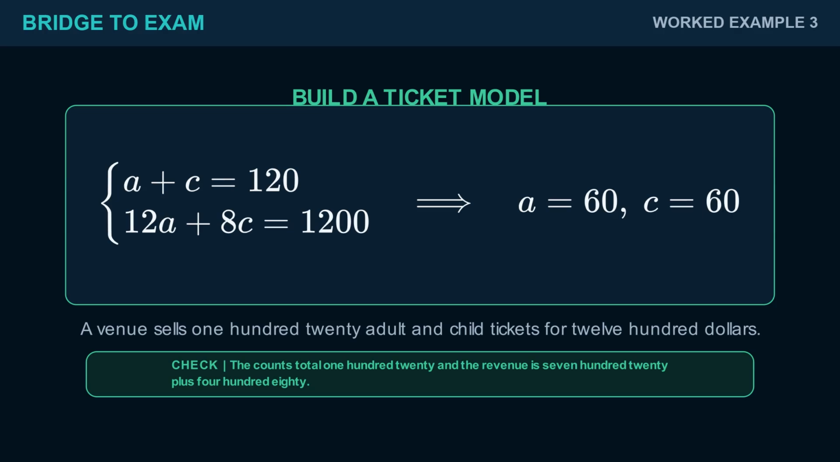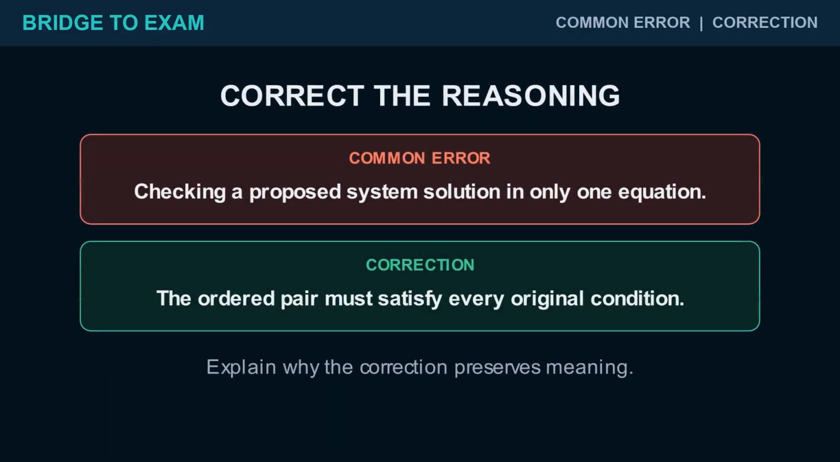Worked example 3. A venue sells 120 adult and child tickets for $1,200. Adults cost $12 and children $8. The count and revenue equations solve to 60 adult tickets and 60 child tickets. Check. The counts total 120, and the revenue is 720 plus 480.